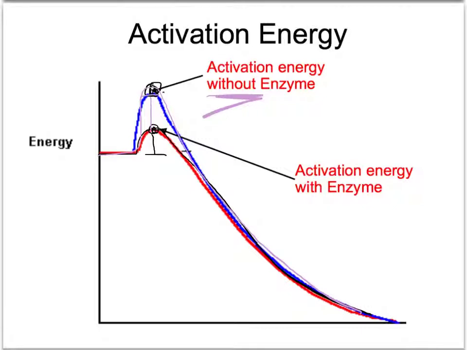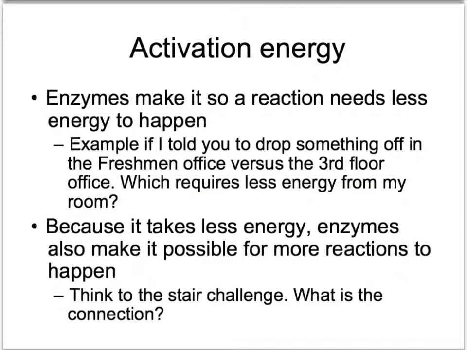So if we go back to our graph, you could say this red graph is going to happen more frequently because it requires less energy. So in the case of an enzyme, it makes it so a reaction needs less energy to happen. Another example I could say is if I told you to go drop something off in the Freshman Academy office, that would not require much energy. But maybe if I asked you to go to the 3rd floor office, it would require more energy. Because it takes less energy, enzymes also make it possible for a reaction to happen more often.